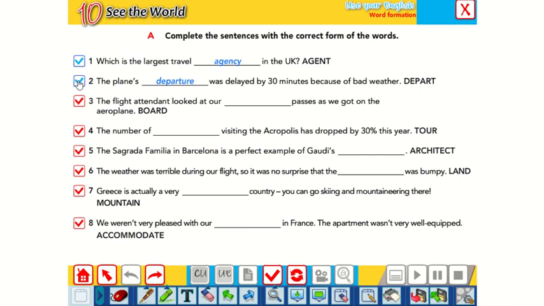Now, here the flight attendant looked at our. Here we have the possessive pronoun our. What do we have to put after the possessive pronoun our?